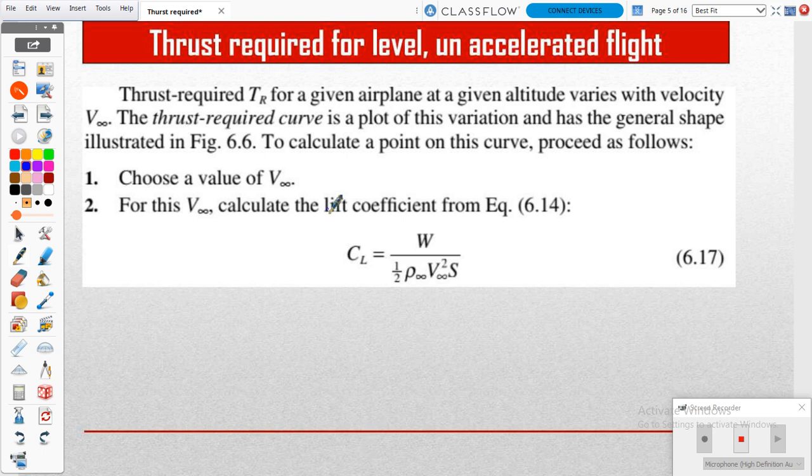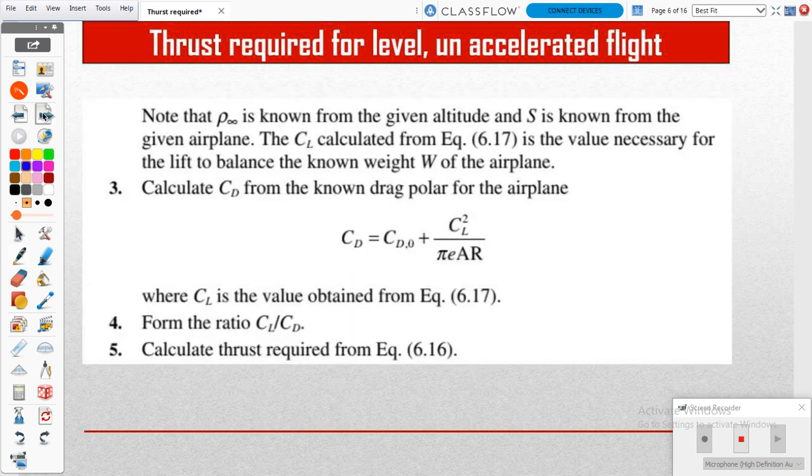So first step, you need to choose the velocity, that is V infinity, you need to take for your assumption. Second step, you need to calculate the lift coefficient by using this formula. If you need to find the coefficient of lift, you need to know the value of W, density of the air, velocity of your particular aircraft and wing area. Once you know all the values, you can substitute in this formula and get the value of CL.